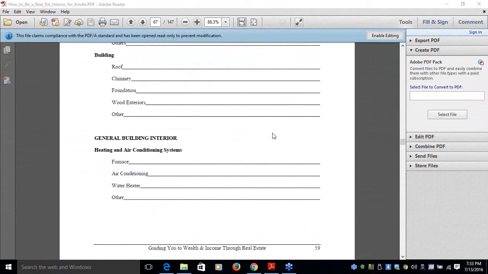And slate, by the way, is like a 100-year roof. It's hard to maintain. It takes a special skill. But in any case, you're basically looking to see, does this roof need to be replaced, all right?